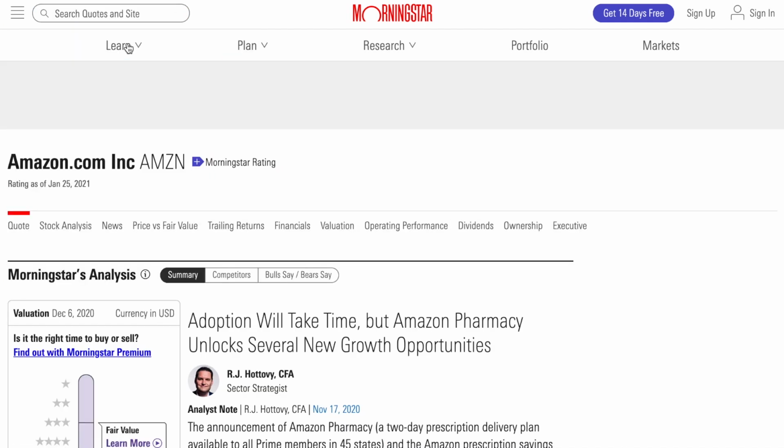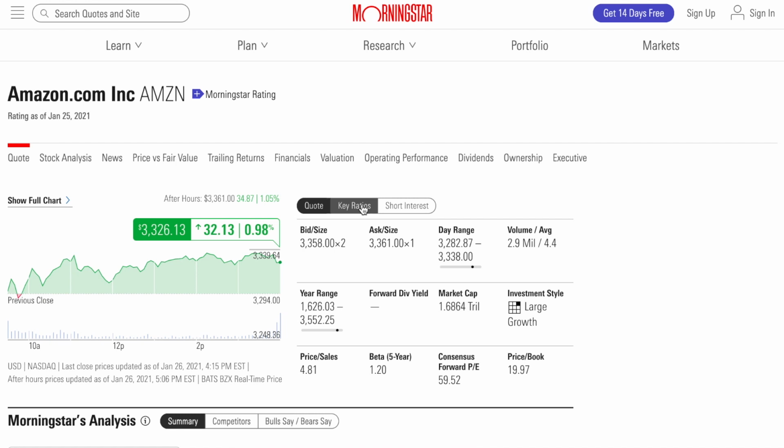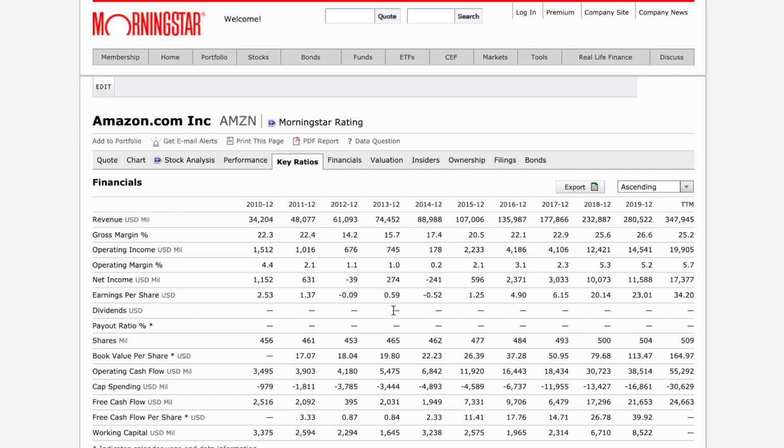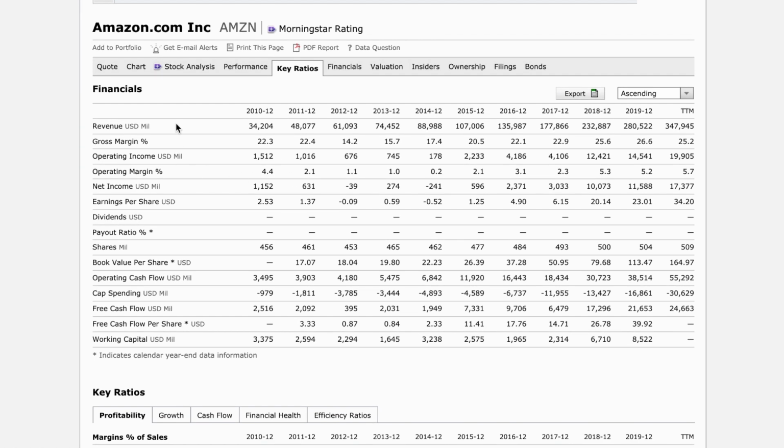Okay, so usually the first thing that I'm going to do is pull up the revenue and net income for the past 10 years. So if you go over to Morningstar and you search, you can hit the key ratios and then the full key ratios data. And right here you have a good table that shows you the revenue versus the net income. It's very easy to pull this up and see all the 10 years without having to go through all the financial statements to compile these together.